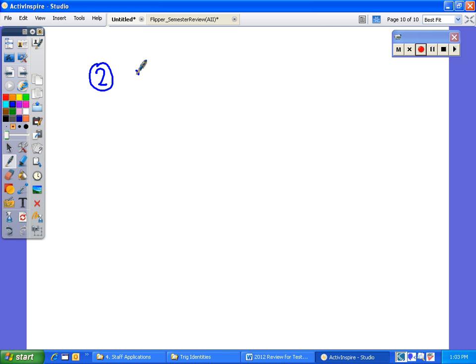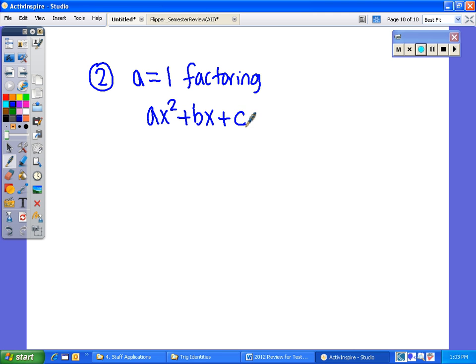is A equals 1 factoring. And when I say A equals 1, I mean for the quadratic expression, A would be this coefficient here. So when A equals 1, the example would be something like x squared minus 5x minus 50. Okay, that's an example. So to do this type of factoring, you're just going to see what adds up to -5, but also multiplies to -50.